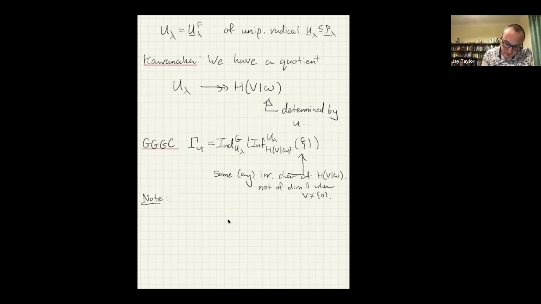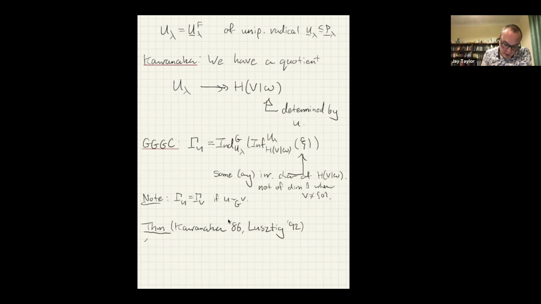Okay, so this construction is such that we get that gamma U is equal to gamma V if the unipotent elements are G conjugate. So these GGCs are very closely related to the conjugacy classes in our group. So why is this relevant for us? Well, there's a result due to Kawanaka in 86 in some special cases, and Lusztig in general in 92.